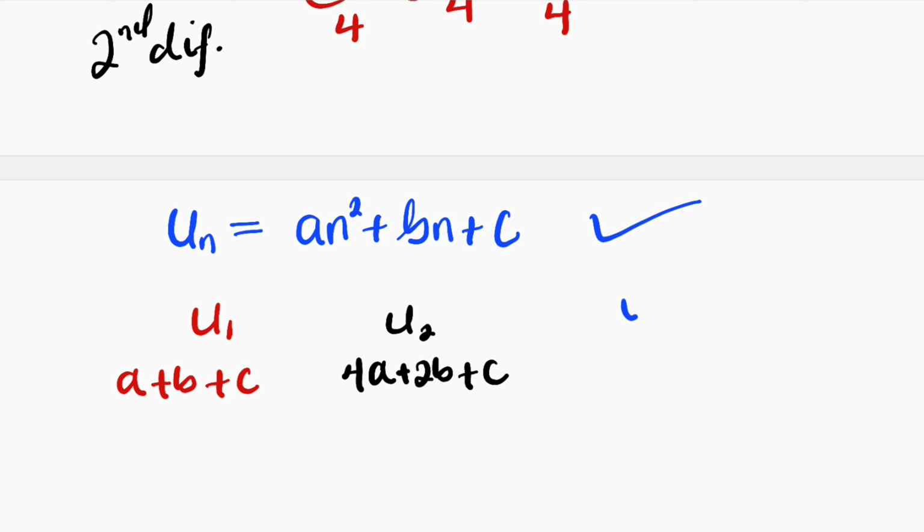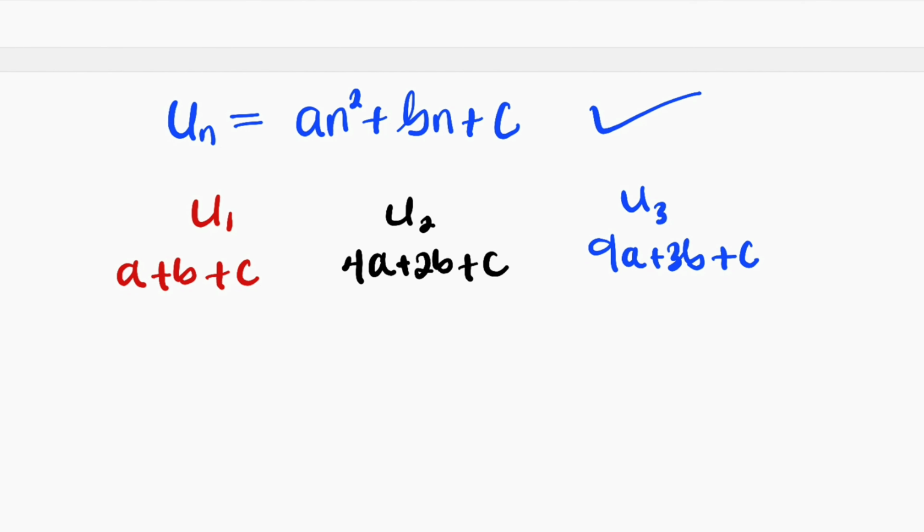And lastly, let me take n equal to 3. We have 3 squared is 9, and 9 times a is 9a. 3 times b is 3b, plus 3b, then plus c.